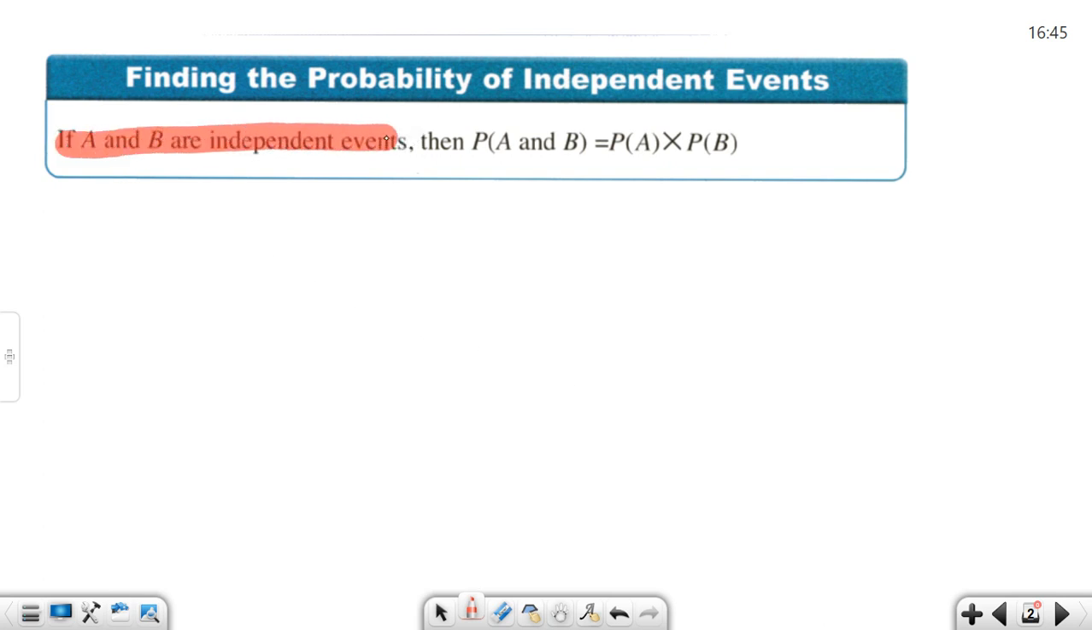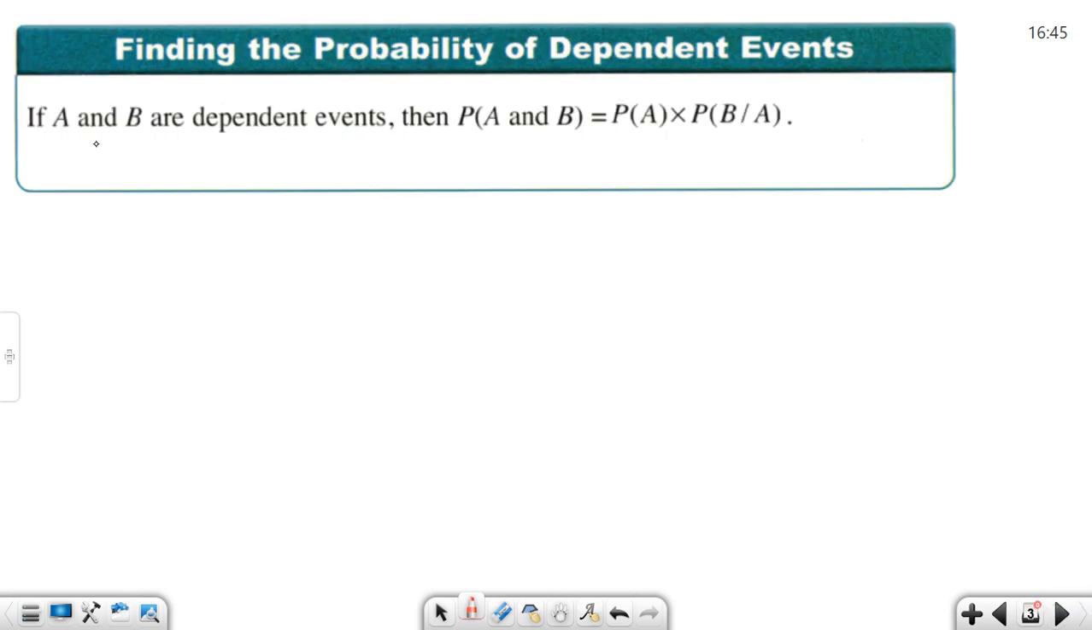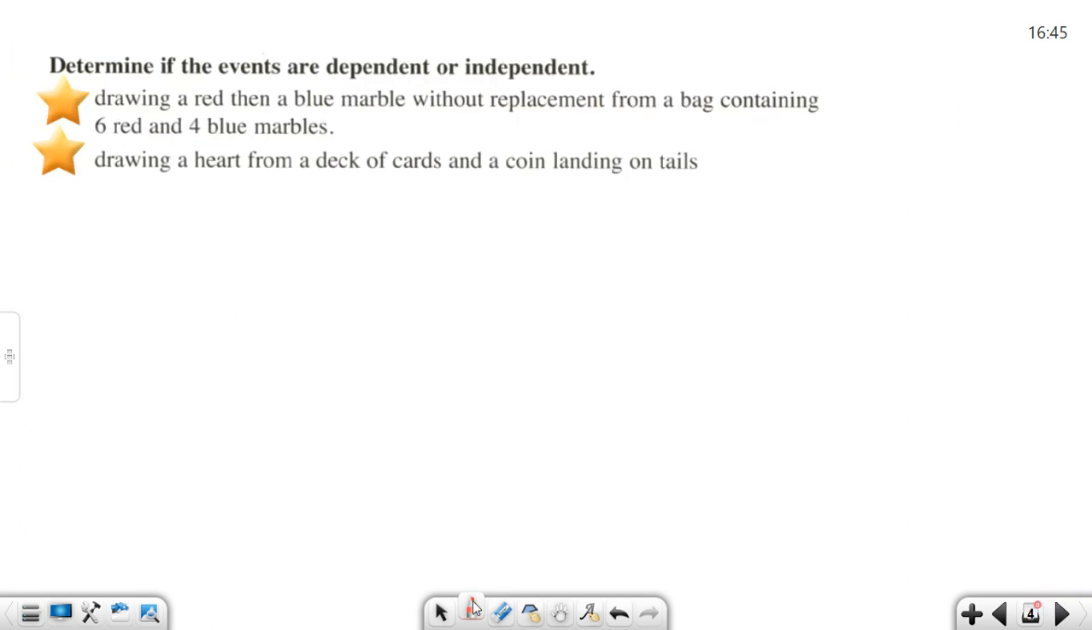If A and B are independent events, then the probability of A and B together happening is the probability of A multiplied by the probability of B. If it's independent, we only multiply their probabilities. If A and B are dependent events, we need to calculate the part that A changes first. So let's solve some examples to make it clear.